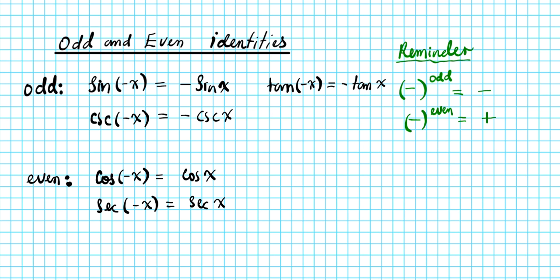So tan is odd. Now, what do you think about tan's reciprocal? What impact does reciprocation have on the sign? It has no impact, so guess what? Cotangent is also an odd function. So for your odd and even functions, also known as your negative angle functions, we have two even functions and the remaining four are odd.